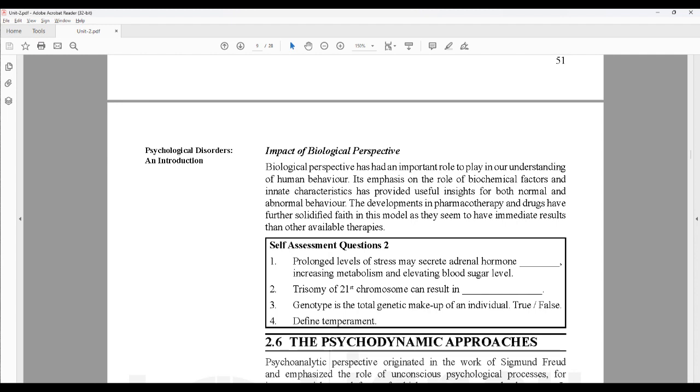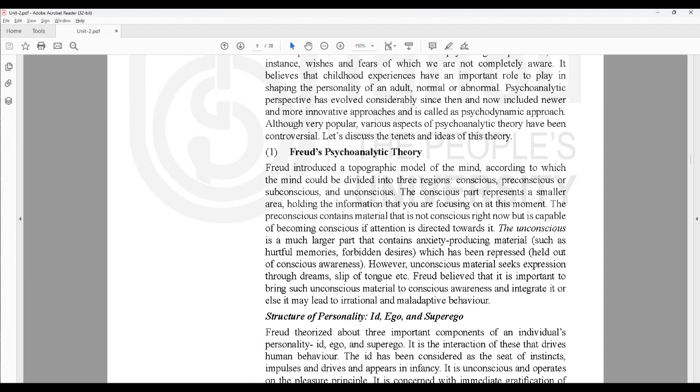2.6 The psychodynamic approaches. Psychoanalytic perspective originated in the work of Sigmund Freud and emphasized the role of unconscious psychological processes, for instance, wishes and fears of which we are not completely aware. It believes that childhood experiences have an important role to play in shaping the personality of an adult, normal or abnormal. Psychoanalytic perspective has evolved considerably since then and now includes newer and more innovative approaches and is called a psychodynamic approach. Although very popular, various aspects of psychoanalytic theory have been controversial. Let's discuss the tenets and ideas of this theory.